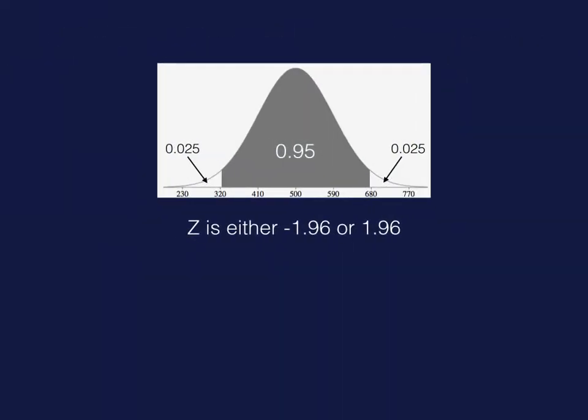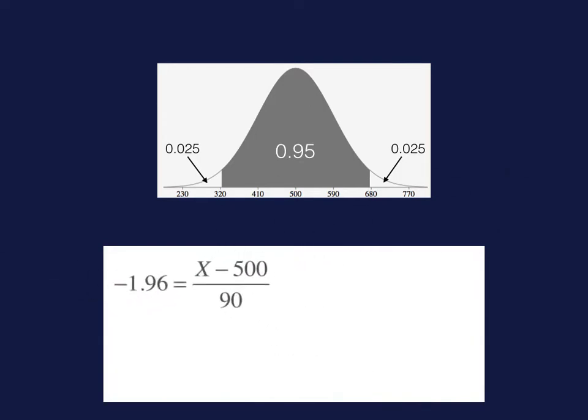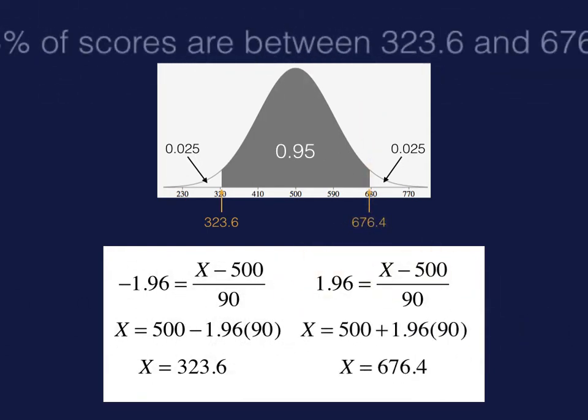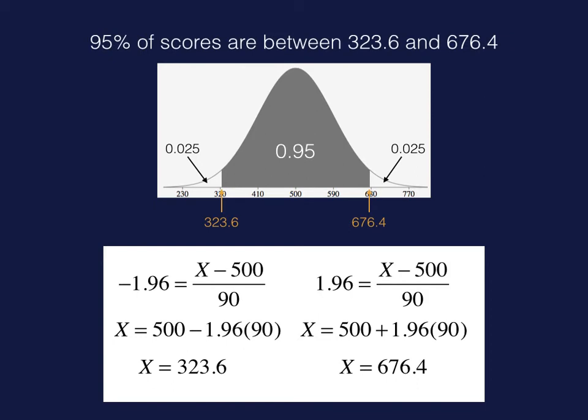Okay, so since z is either negative 1.96 or positive 1.96, I take these two numbers and I convert them back into x. So this is the formula for z: it's x minus the mean divided by the SD. And I'm going to solve each one for x. So the lower x is 323.6. The larger x above average is 676.4. And that's the lower and upper bounds of that area of 95%.